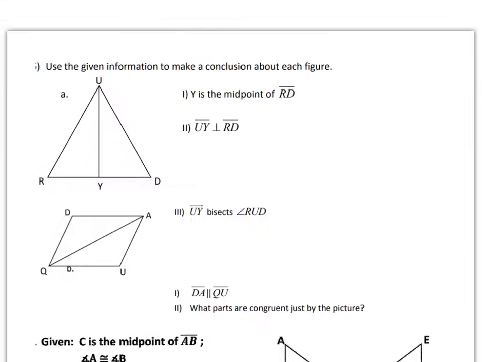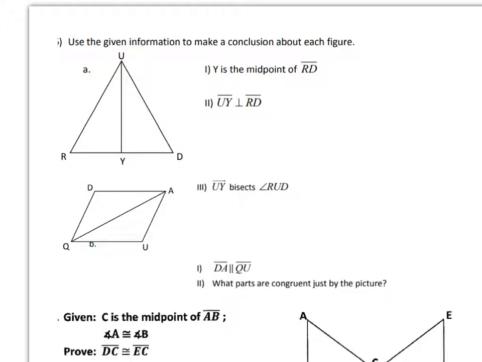Now we're going to look more at the basics of proof. These first ones are kind of like the pre-proof things, which some of you got so good at proofs that you were overthinking them. When it says Y is the midpoint of RD, I just want you to tell me, if Y is the midpoint, what is something I can conclude? I can conclude that RY is congruent to DY. Why can I conclude that? Definition of midpoint.